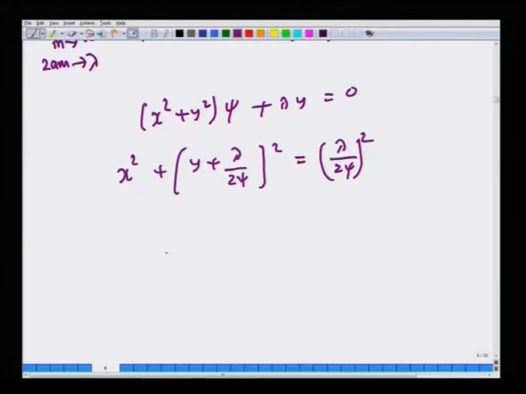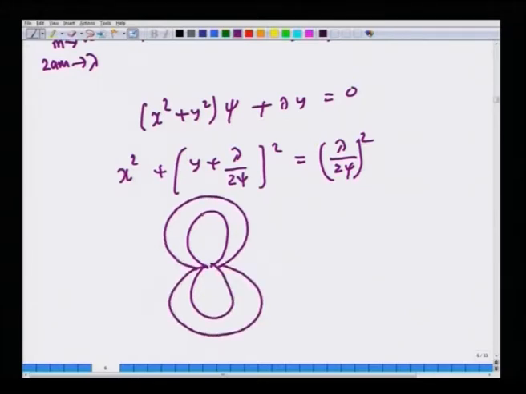Okay. In order to plot a stream function, you have to put psi equal to constant. In order to plot streamlines, you have to put psi equals constant, and you have to simply draw the curve. You will find that these are essentially circles like this. So, essentially the source will tend to push the fluid in this direction, the sink will tend to attract the fluid in this direction. So, the direction of flow is like this.